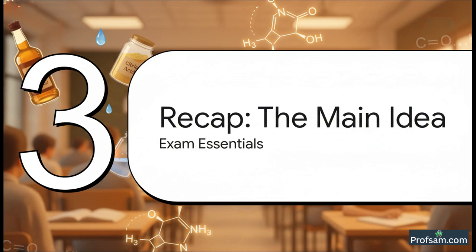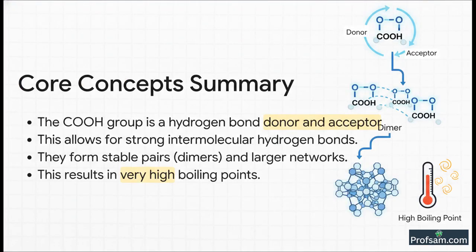Okay, so let's quickly do a recap of the main idea. What is the most important thing to remember for your exam? So the most crucial concept is this. The COOH group is both a hydrogen bond donor and an acceptor. This special ability allows carboxylic acids to form very strong intermolecular hydrogen bonds. Because of this, they form stable pairs called dimers, and even larger networks in the liquid state. And this extensive bonding is what results in their very high boiling points.